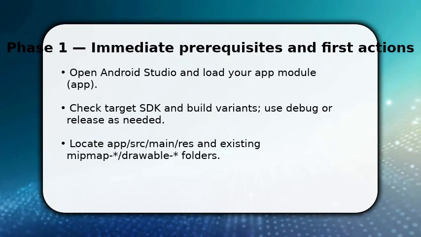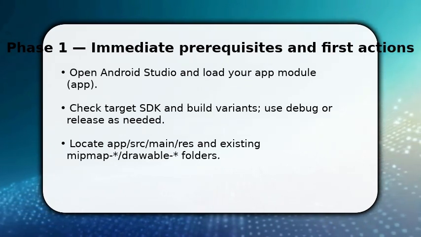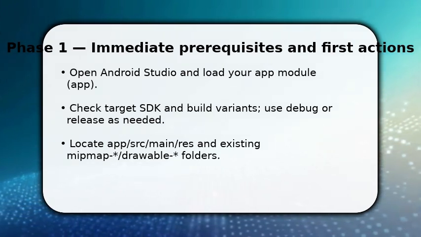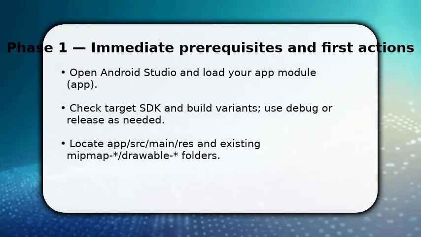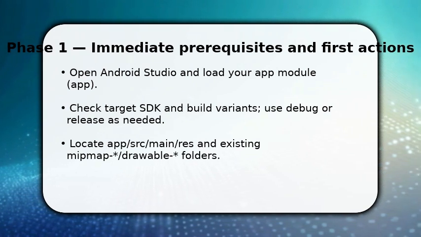Enjoy the video. You start by opening Android Studio and loading the app module. Make sure the project builds. Once done, confirm the target SDK and active build variant so icons match the correct flavor.